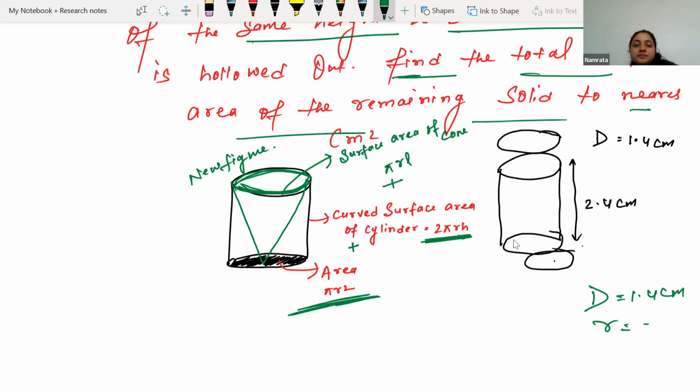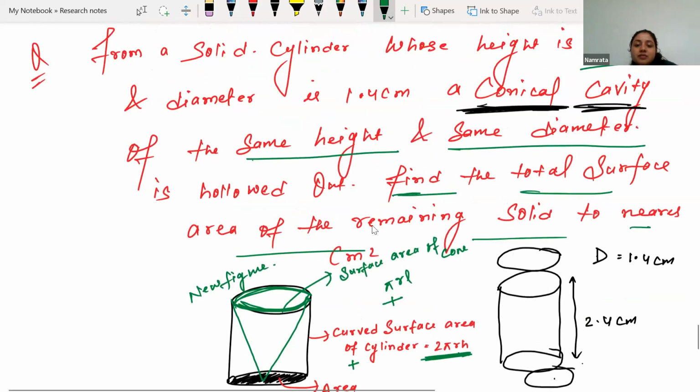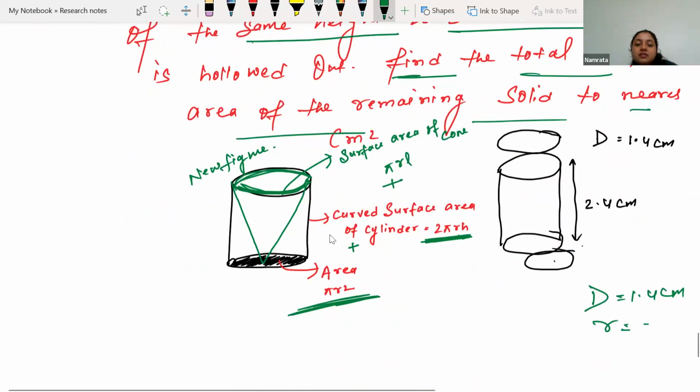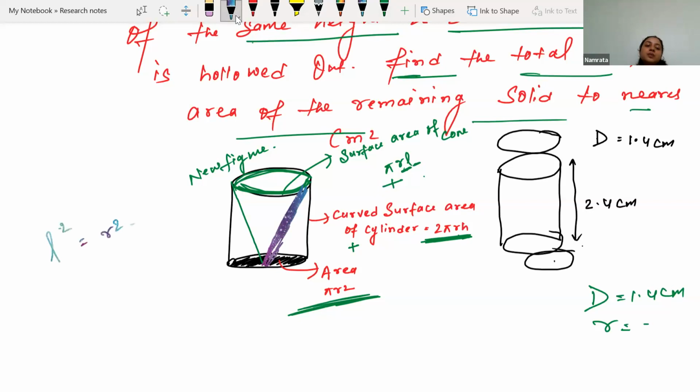Now what else do we need? We need to find the surface area of the cone, and its formula is pi r l. R is the radius, which will be the same as the radius of the cylinder, and L is the slant height. Anyone, can you please tell me how we will be finding the slant height of this cone? R square plus H square. Yes, the slant height's formula is L square equals R square plus H square.